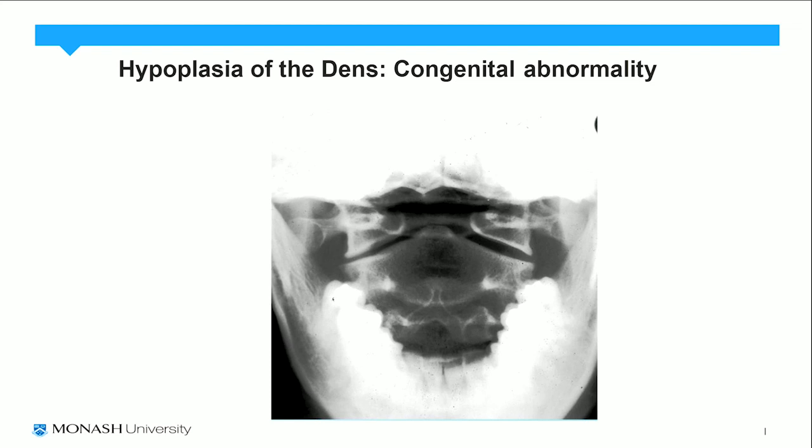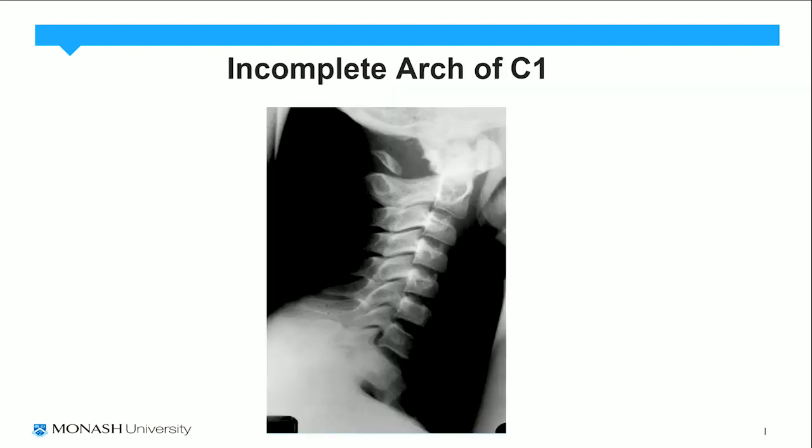Just to be aware of some congenital abnormalities. On this image we have hypoplasia of the dens, so you are not able to see a true odontoid process. And then on this image of the lateral spine, there's an incomplete arc of C1.